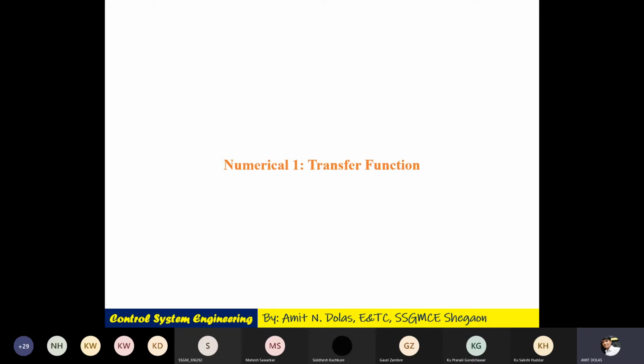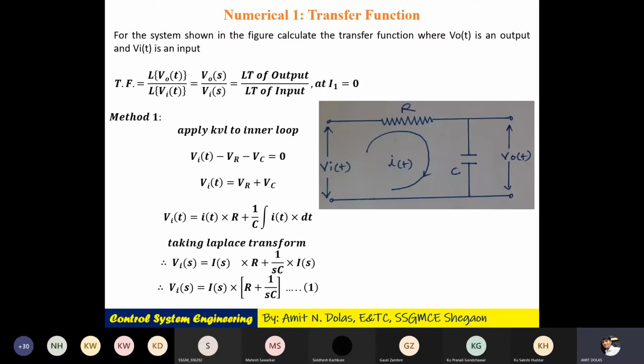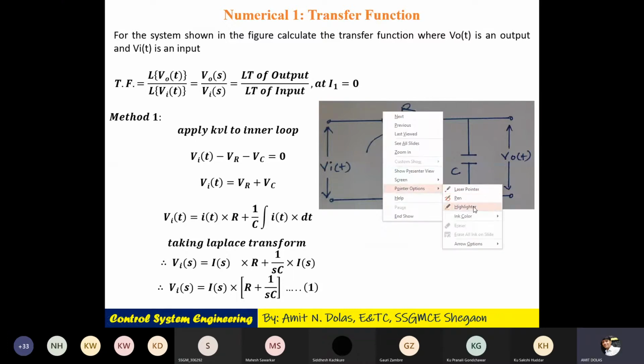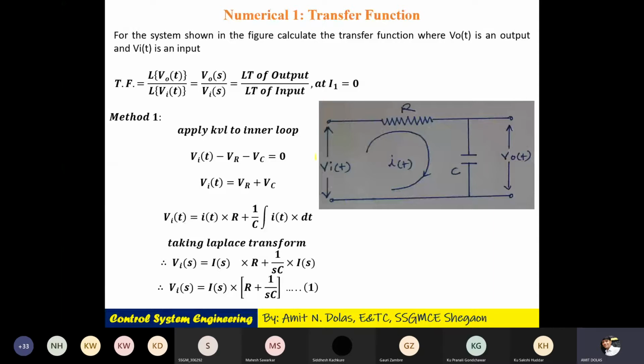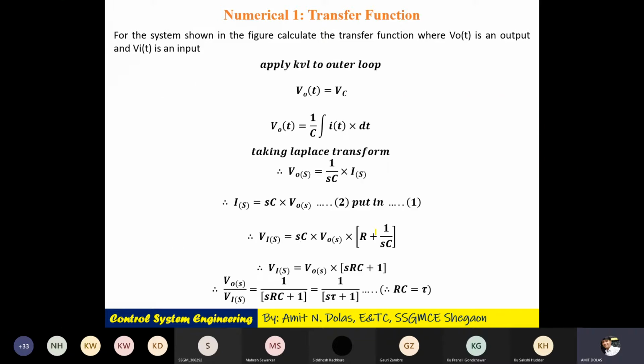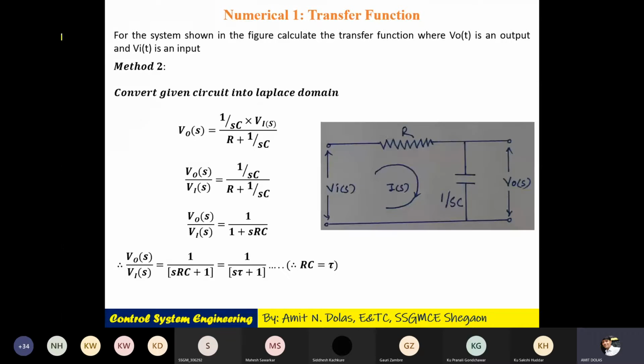Part of this numerical is seen using method one, by using KVL, KCL, whatever are the rules. We worked in time domain form. We obtained model equations and then converted them into the Laplace, that is the frequency domain, and then computed the transfer function yesterday. But what is method 2?